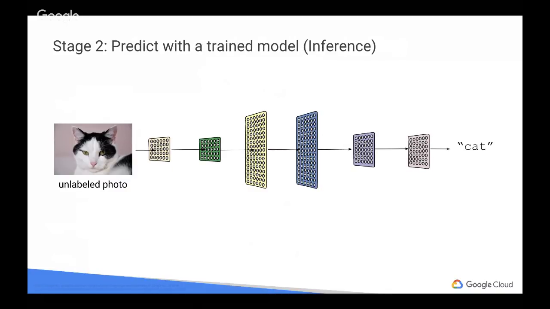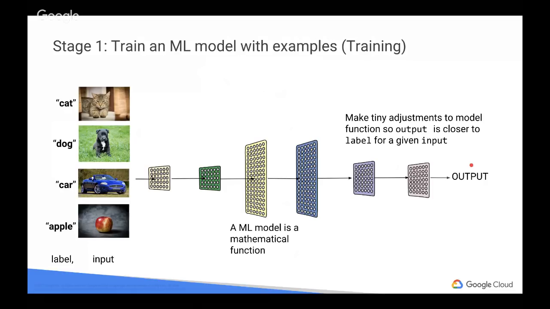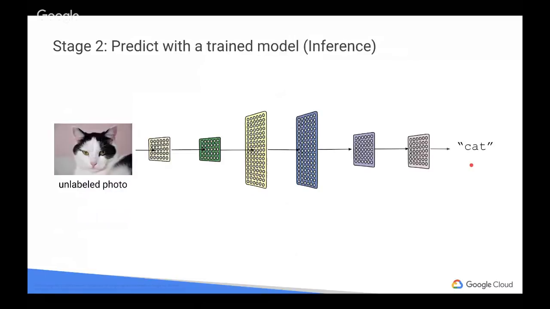Once the training has been done, we give it an unlabeled photo, which is a new image altogether. It's a new input. We don't know its corresponding output. When we give that to our model, if it has been trained well, it will do something and tell us that it is a cat. So stage one is the training. Stage two is prediction, which is nowadays called inference.